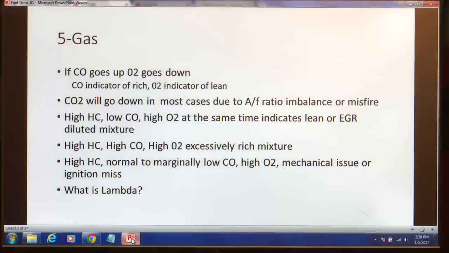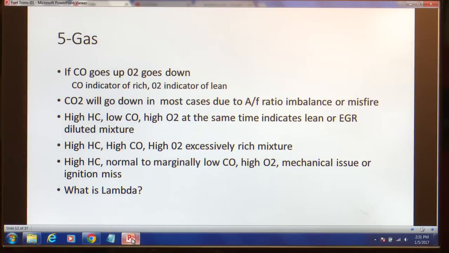Our 5-gas analyzer, I've got just a few quick little indicators for 5-gas. If your carbon monoxide goes up, your O2 goes down. They work inversely of each other. CO, carbon monoxide, is an indicator of a rich running engine. So you see an engine with high CO, it's running rich. You see an engine with high oxygen or O2 content, it's running lean. That's going to be the big giveaway for that.